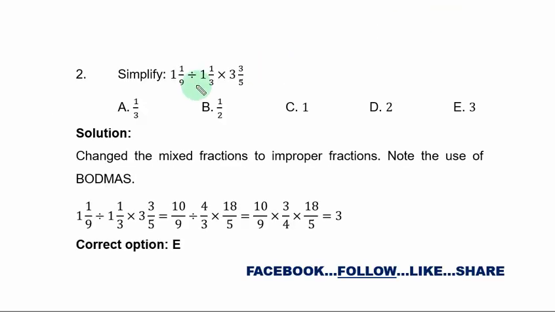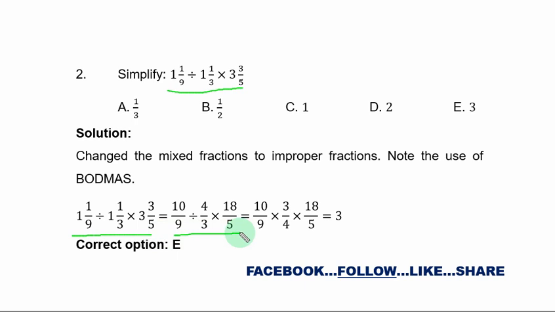Question 2. Simplify this fraction. Solution. First, we need to change the mixed fractions to improper fractions. Also note that BODMAS is applicable. When you have 2 or more signs, you use the order of BODMAS to simplify. Now, this is the given problem. If you convert to improper fractions, you have this result.